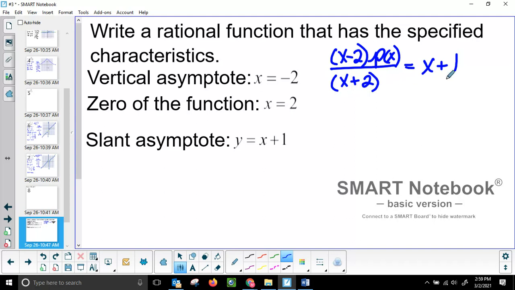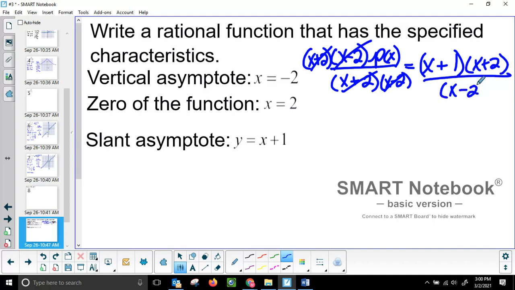Well, the first thing I need to do is multiply both sides by x plus 2. So I can multiply this side by x plus 2, multiply this side by x plus 2, and over here my x plus 2's cancel. All right, well now I'm trying to get rid of this x minus 2. So in order to do that, I need to divide by x minus 2. Whatever I do to one side, I have to do to the other. All right, so now I'm left with p of x equals this.